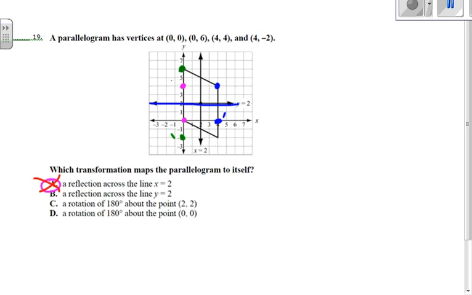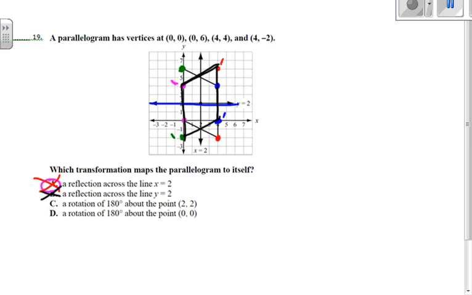Okay, and lastly, a red point right here on the corner. It is 2, 4 below the line y equals 2, which means its prime point would be 2, 4 above. Okay, now if you connect those, the question it's asking is, does the new figure fit back into the old figure? And the answer is no, it does not. So B is not the answer.